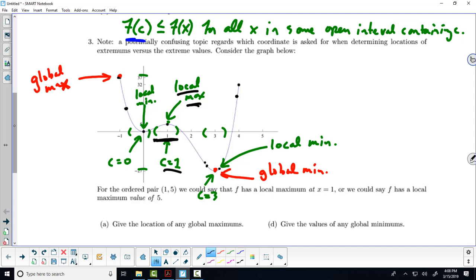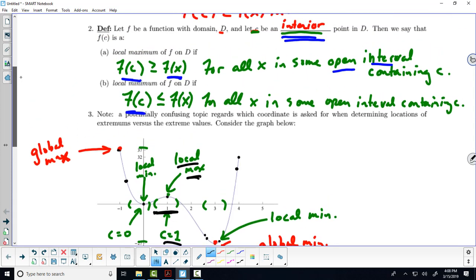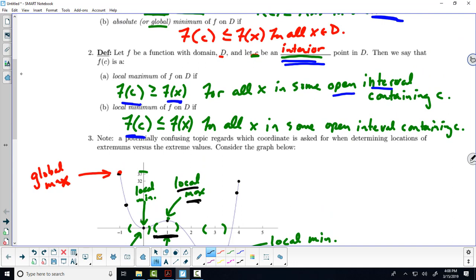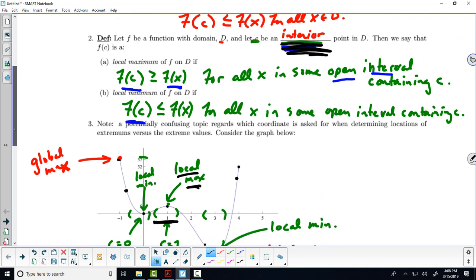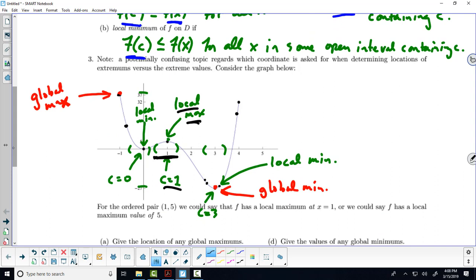Okay. One other thing to keep in mind, per our author's definition, is that local maxes and mins can only occur at interior points, which means that although an endpoint may or may not be a global max or a global min, an endpoint can never be a local max or a local min.